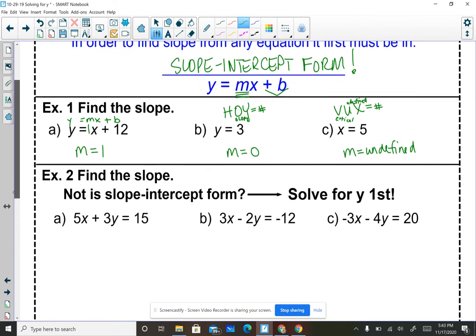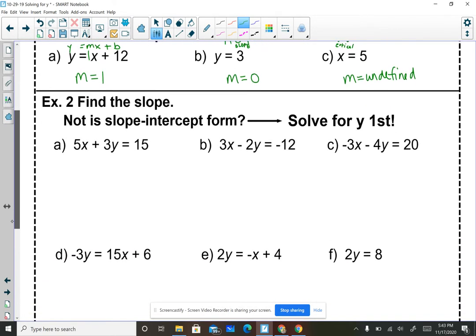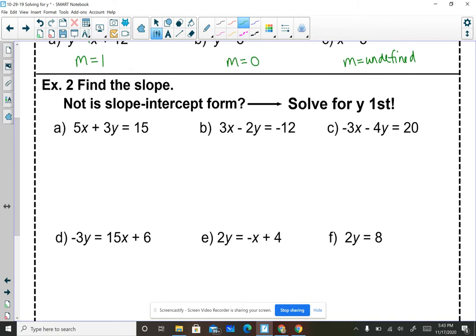Now in example 2, we want to find the slope. When we solved our literal equations back in example 1, where we were solving the formulas and rearranging the equation, that's what we're going to do again right now. We want to look at this equation and ask ourselves, is this in slope-intercept form? It's not. If it's not, we have to find the slope first by solving this for y. That's what these directions say.